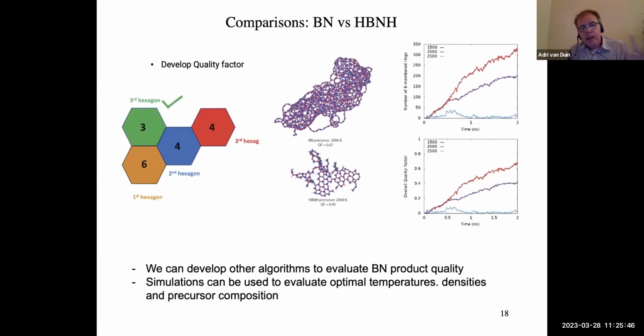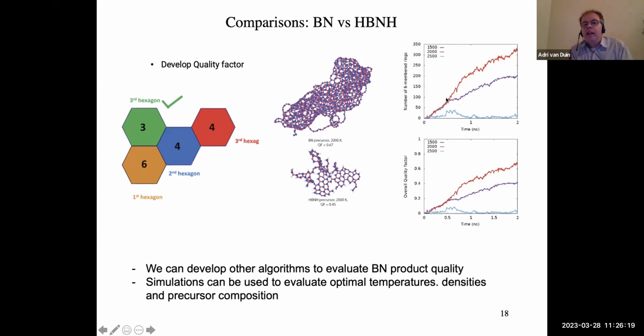And so we can then, based on that, come up with quality assessments. We can, for example, count the number of 6-membered rings, but we also can figure out how well connected those 6-membered rings are, where we say that ring number 3, 4, and 6 are well connected. So these are what we call high quality growth. Ring number 4 only has one neighbor, and so that would be essentially a lower quality concept. With these types of quality concepts, you can then figure out, for example, a preferential growth temperature.